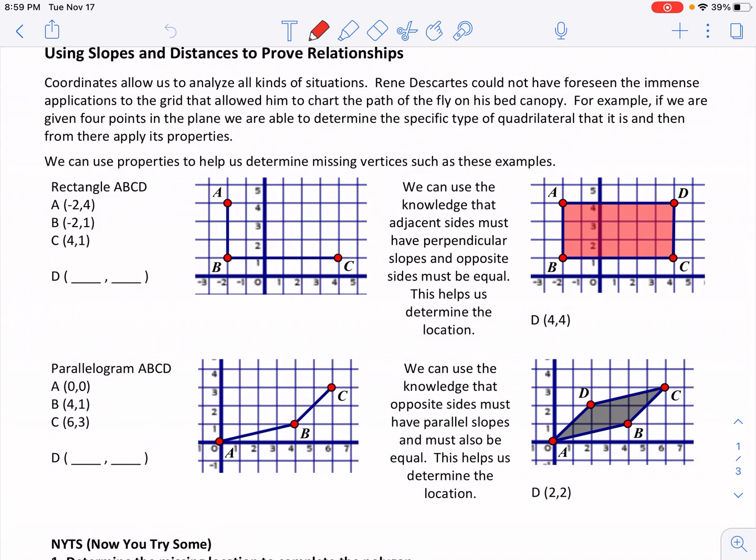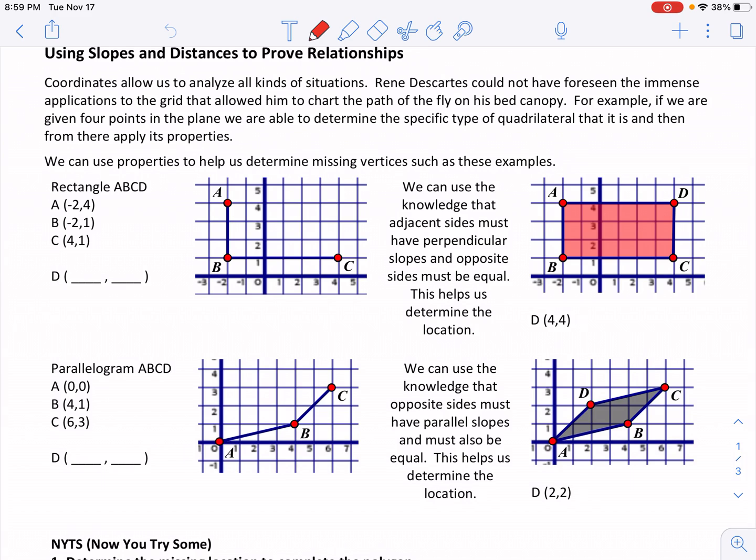that we looked at before. And specifically, we're going to be using the slopes and distances, using the distance formula, to help us determine the relationship between the sides, and then also the relationship between the slopes. That way we can determine which quadrilateral we're looking at.